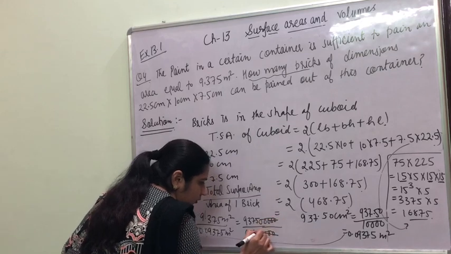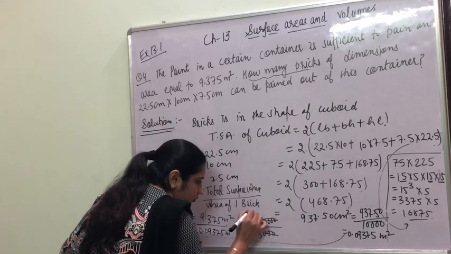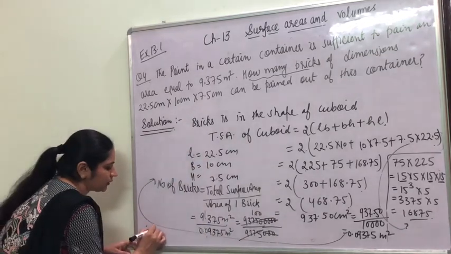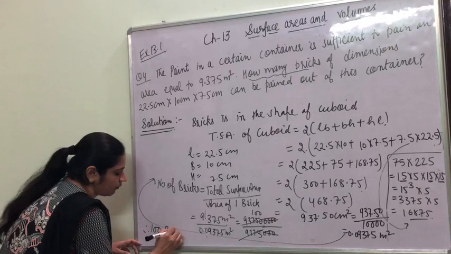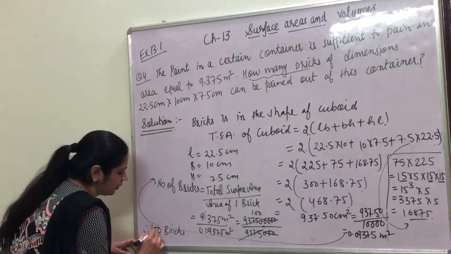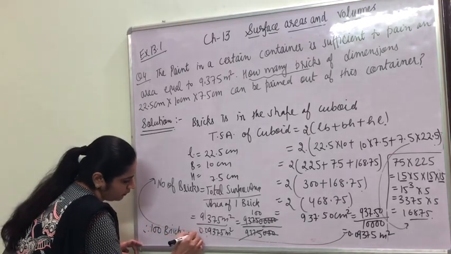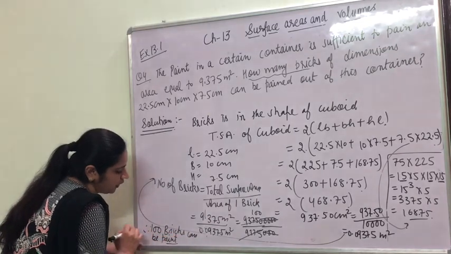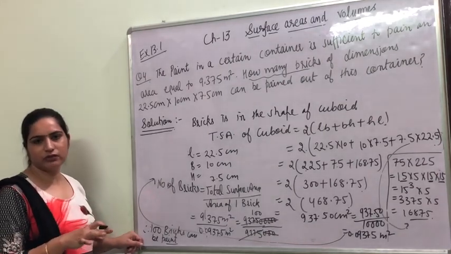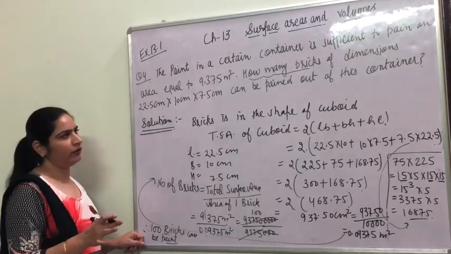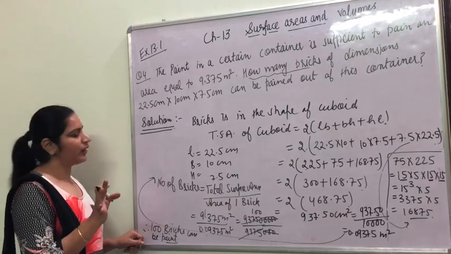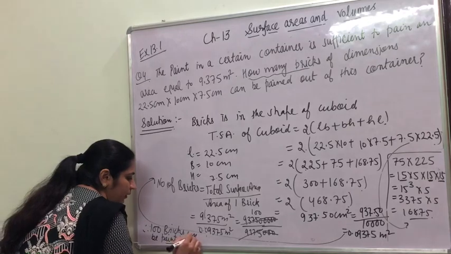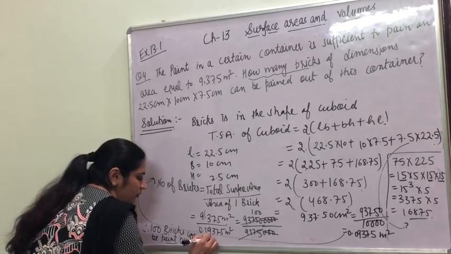Cancellation of 3 zeros, cancellation of these two numbers will give us 100. Therefore, 100 bricks can be painted by the given paint. At the last, you have to mention the answer statement. If you do not write the answer statement, there will be a deduction of 0.5. At the end of each question, you have to write down the answer statement. Therefore, the 100 bricks can be painted by the given paint.